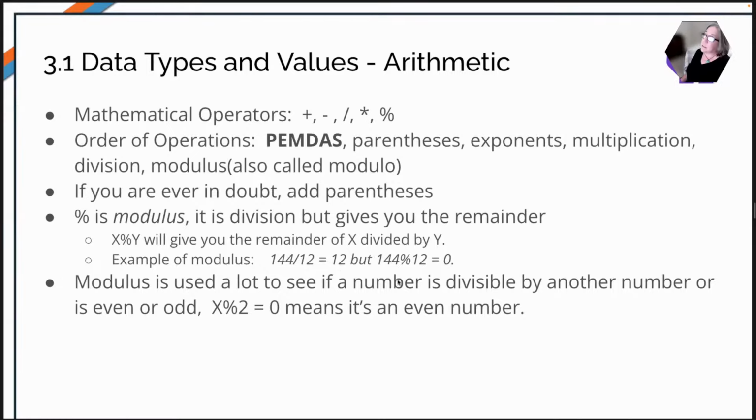Modulus is used a lot to see if a number is divisible by another number. So is something divisible by 12? I would do mod 12. And if I got 0 for a remainder, then yes, it's divisible. X modulus 2, if that's equal to 0, that tells me, oh, wow, that's an even number. If a number modulus 2 is not 0, then it's an odd number. So a lot of times you see modulus used in this way.